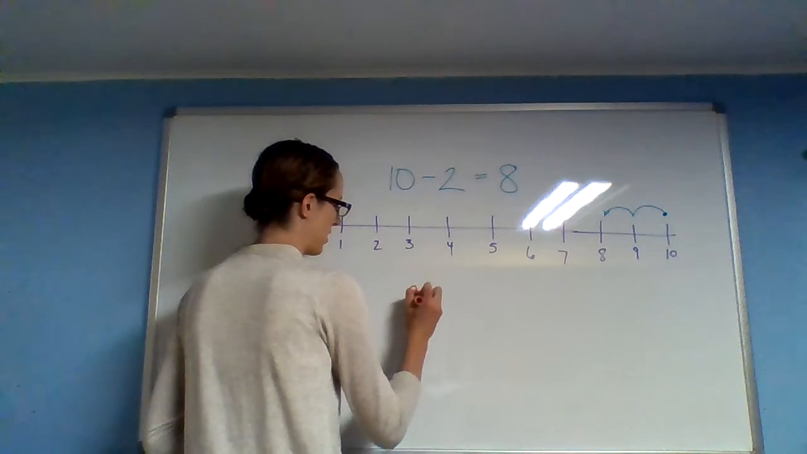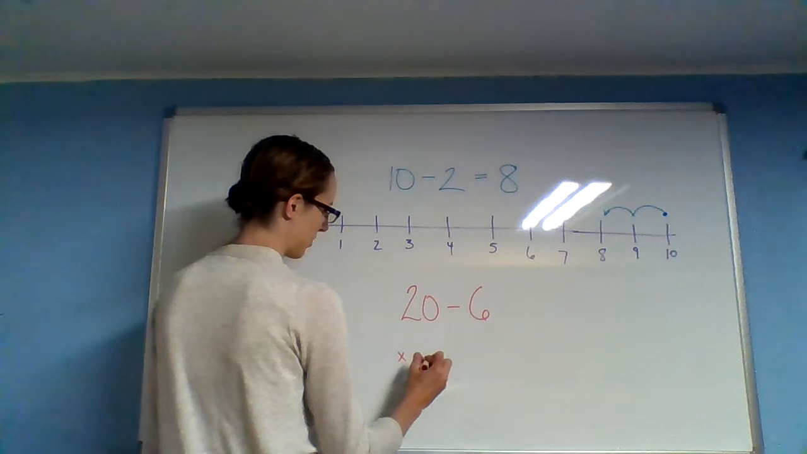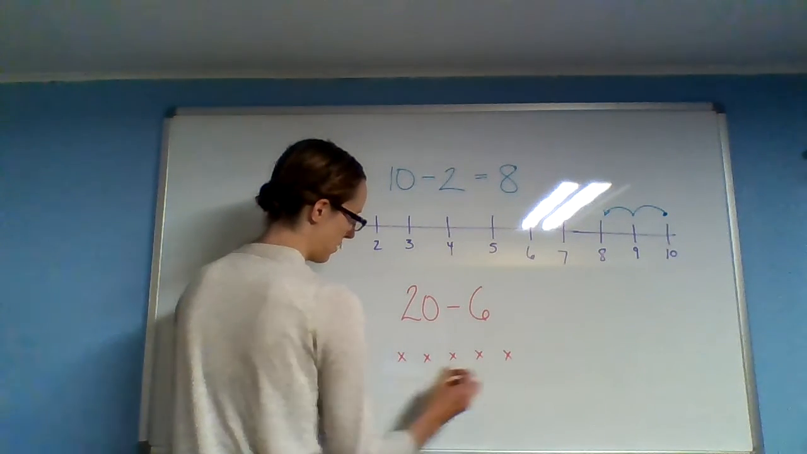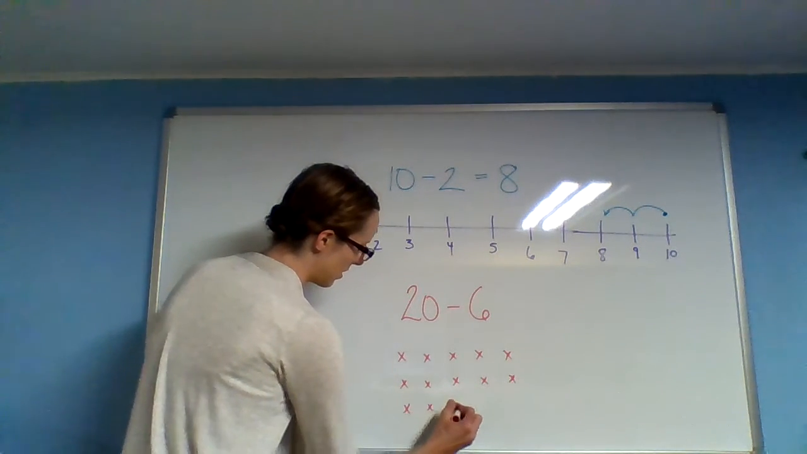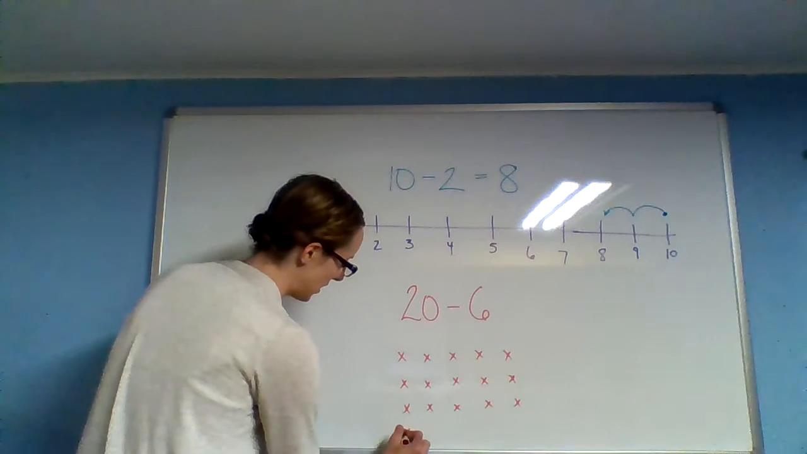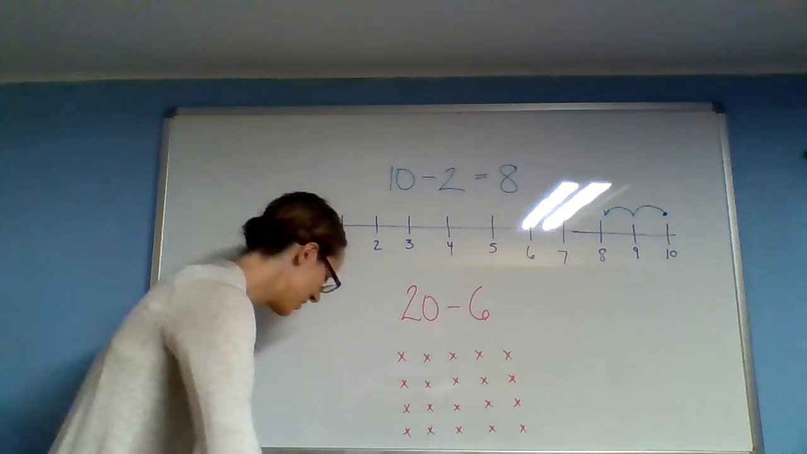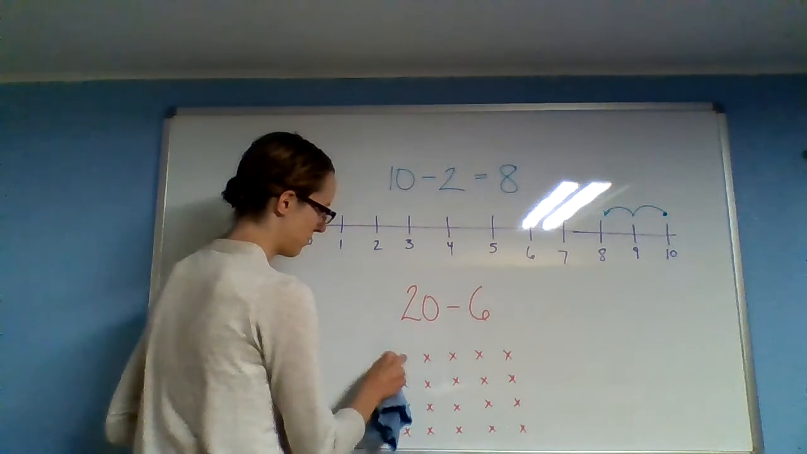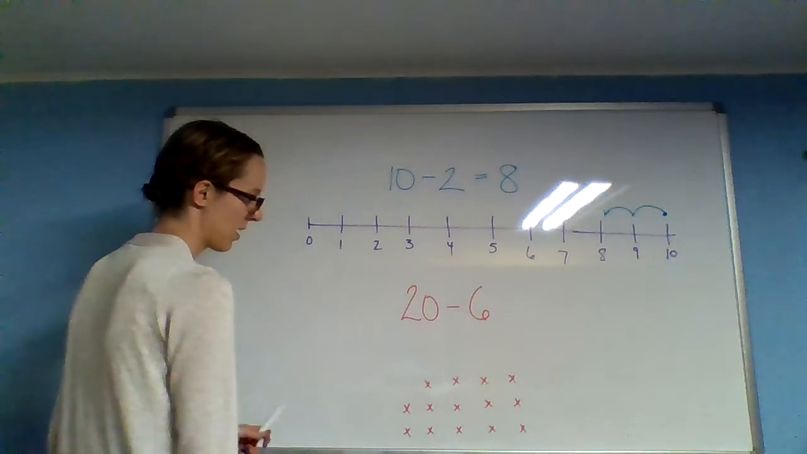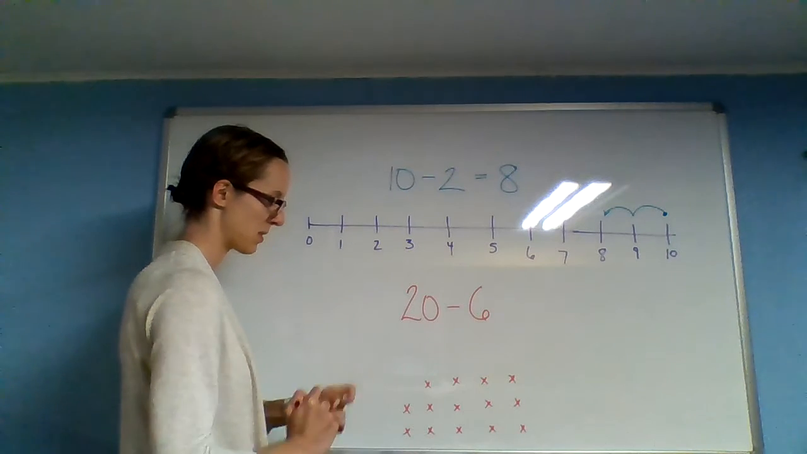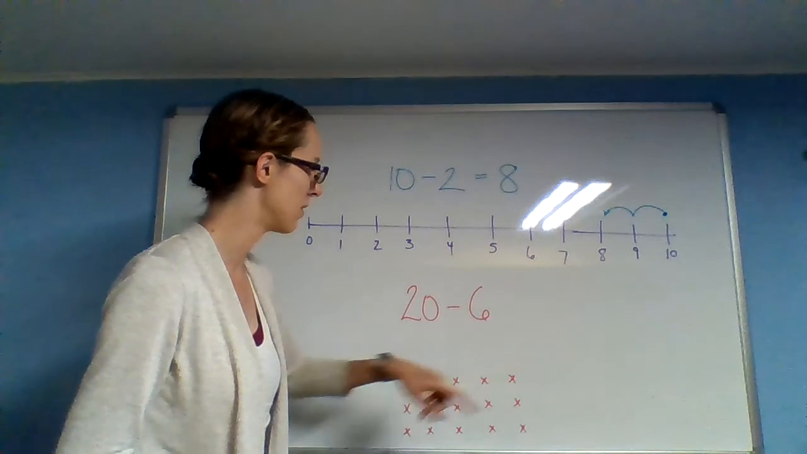So if I now start at 20 and I take away 6, well, I could think about having 20 of something. 5, 10, 15, 20, and now I need to take away 6 of those. 1, 2, 3, 4, 5, 6. These rows still have 5 in them. Those were untouched, so I could skip count by 5. 5, 10, 11, 12, 13, 14.